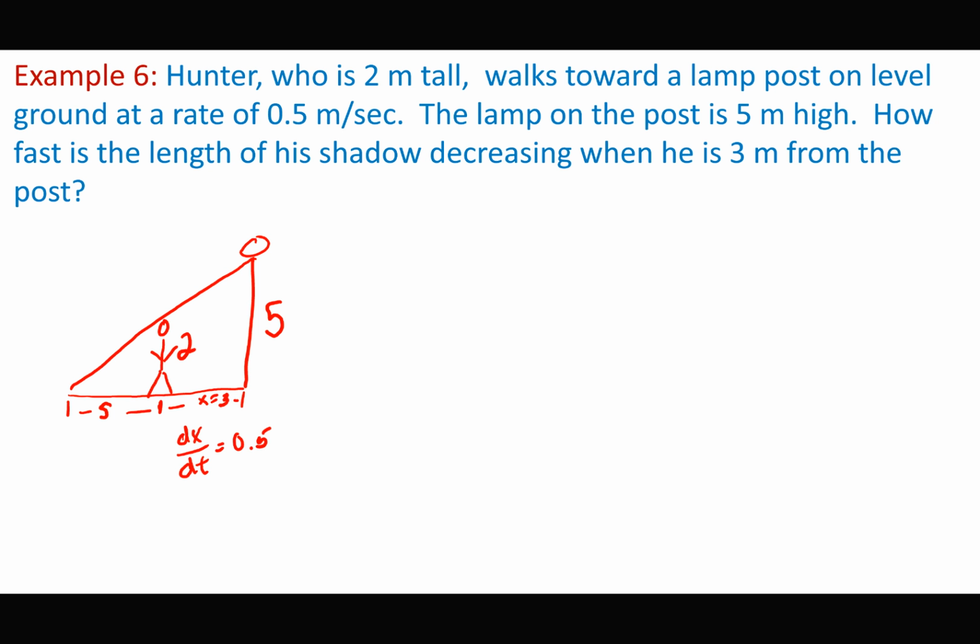Okay, so here's our scenario. This is one with similar triangles. So I have this small triangle going on, and then I have a big triangle going on. The small triangle is what's left of him, so that's s, and that's 2. The bigger triangle is s plus x, and then this is 5. I'm sorry, my s's look like 5s.